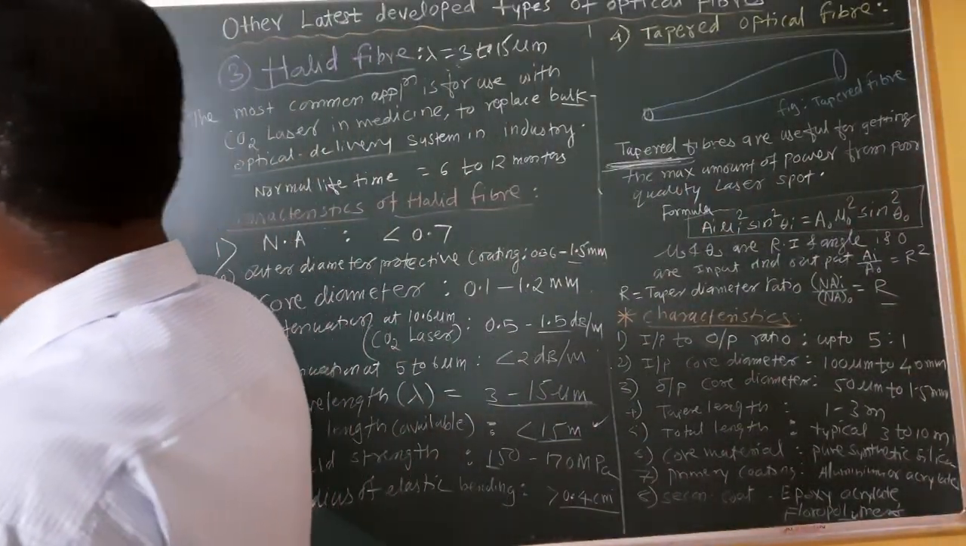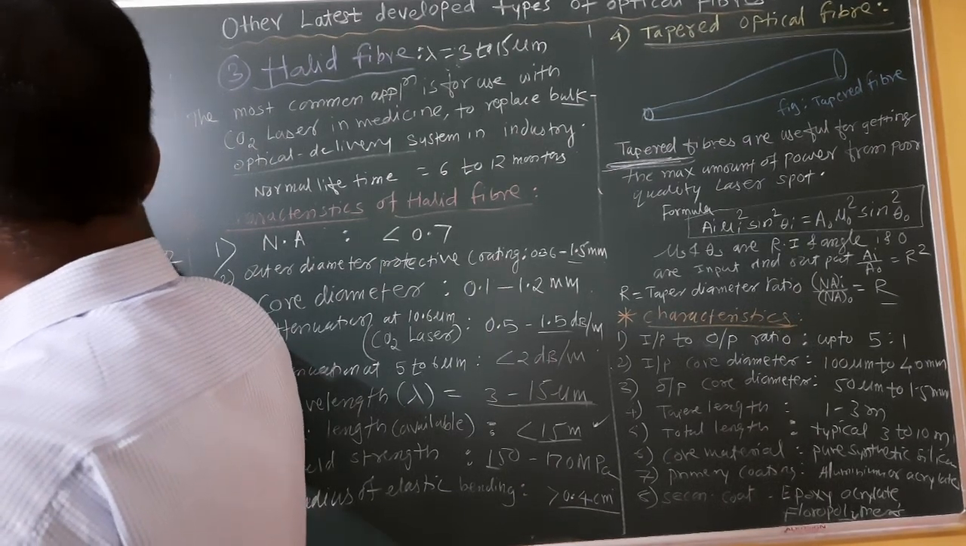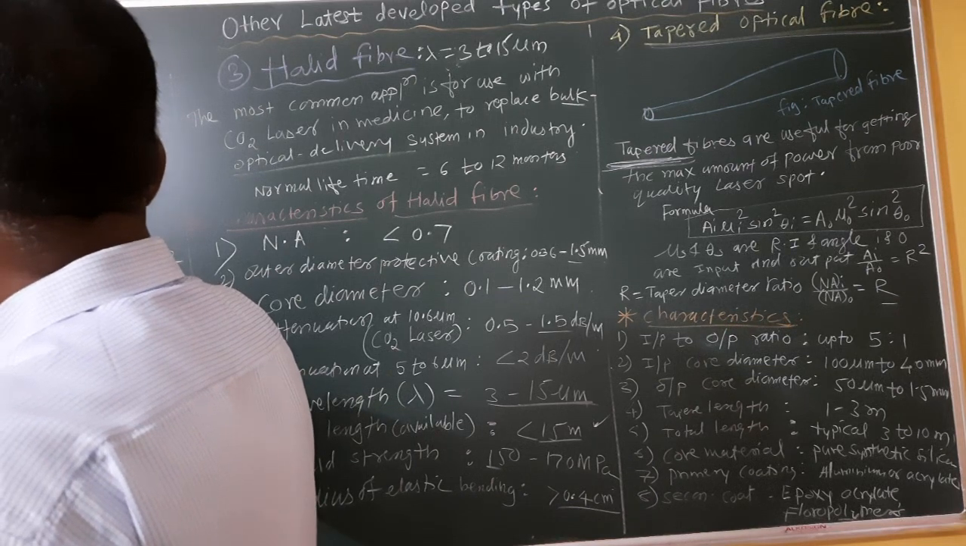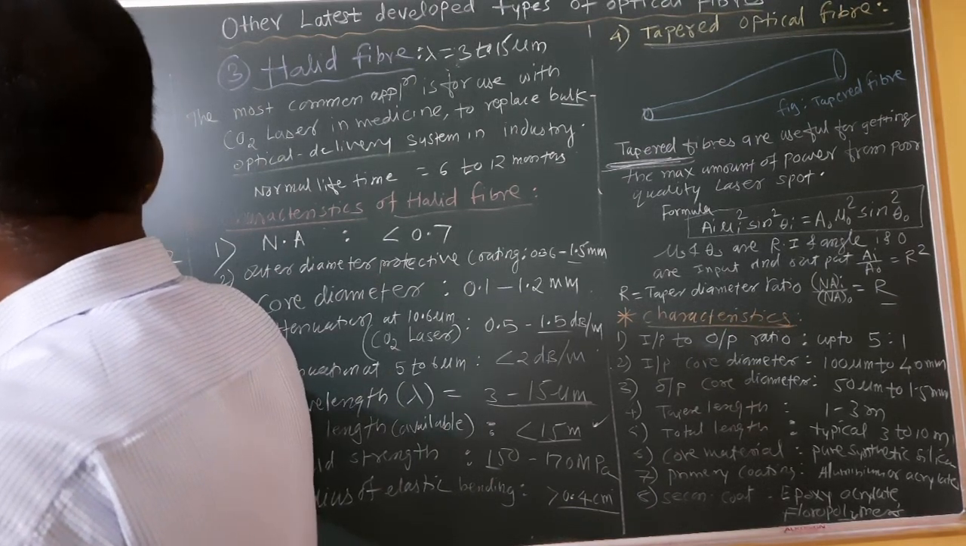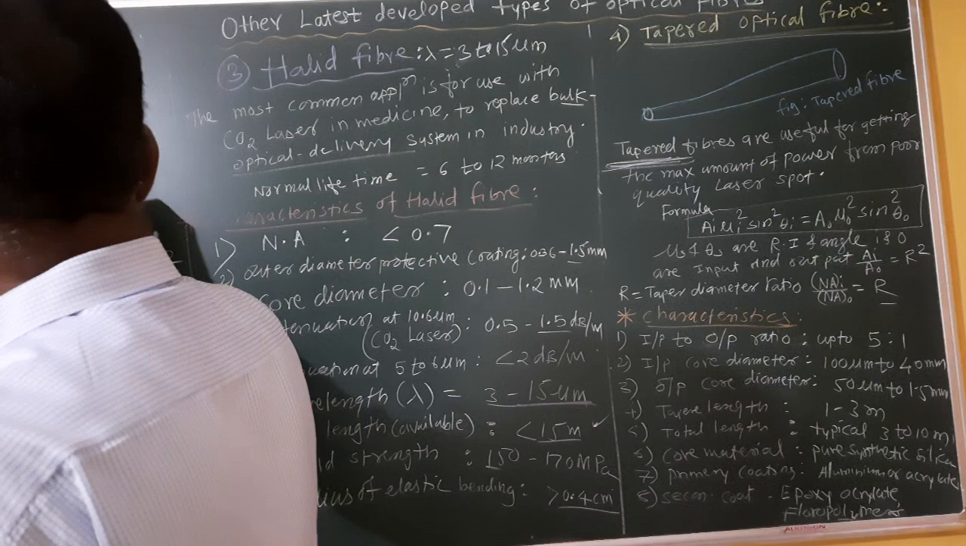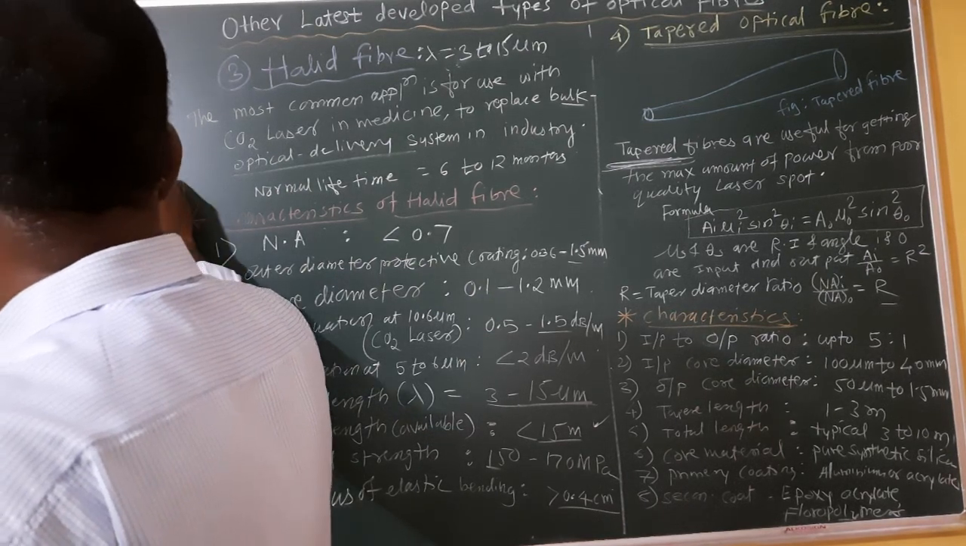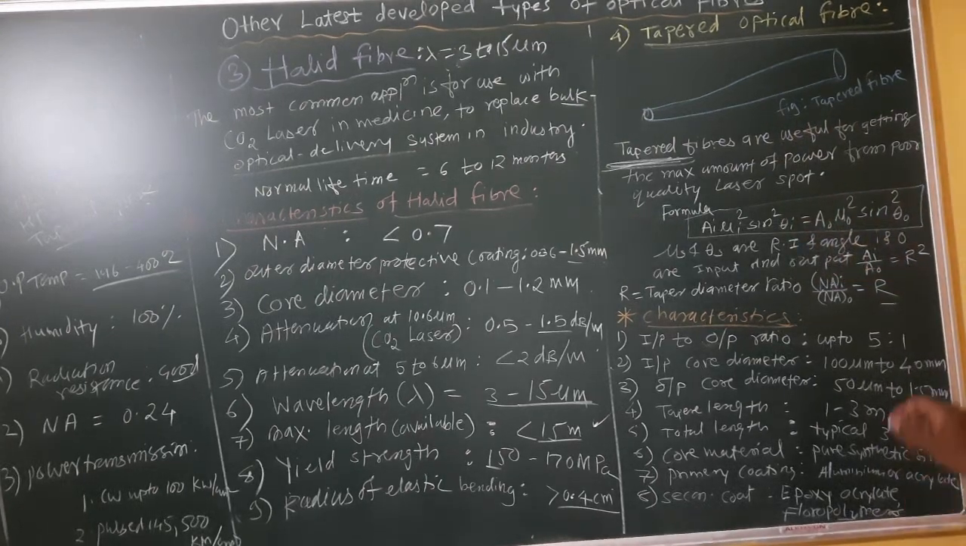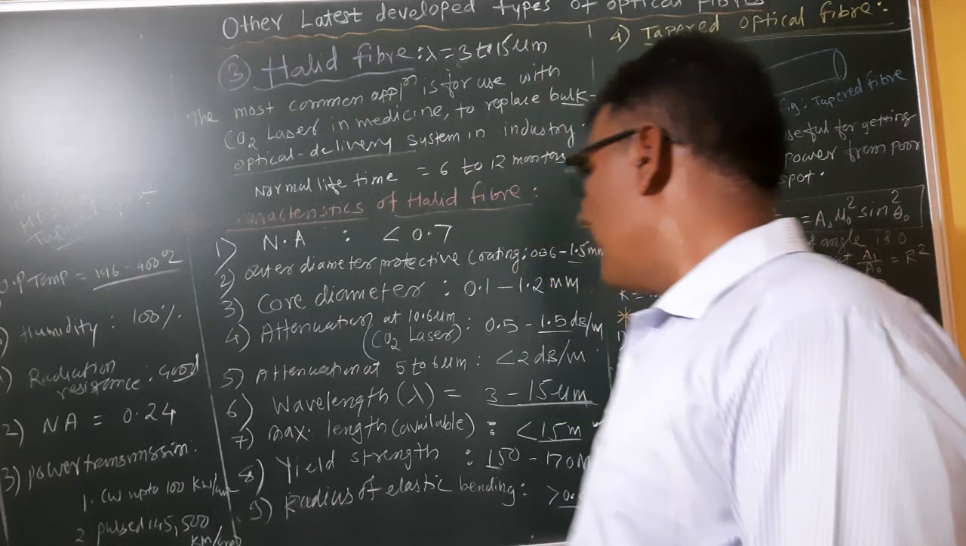That is number 1, HPSUV, HPSIR, then halide and tapered fiber. These characteristics are similar. Remember, only the wavelength is different. And now the input and output ratio is 5:1. Remember, the input and output ratio for the tapered fiber is 5:1.